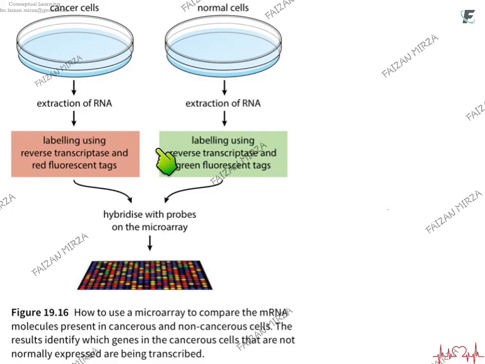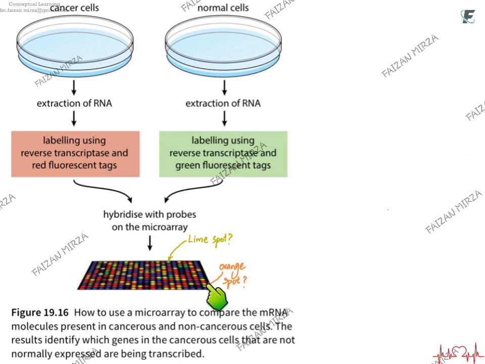So this flow chart shows you the cancer cell, mRNA taken out, labeled red, and hybridized with the microarray. Normal cells, RNA extracted, labeled using green tags, and then added to the microarray. So this is the kind of image that you can get. If you look closely, these are some orange spots, and you can see not just the orange spot and the yellow spot, but a lime spot as well. So why are we having different colored spots? Because of the intensity.